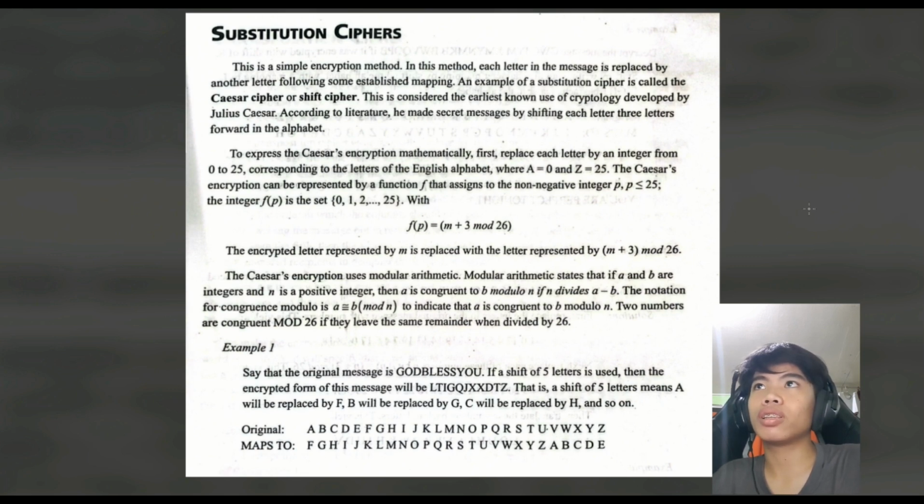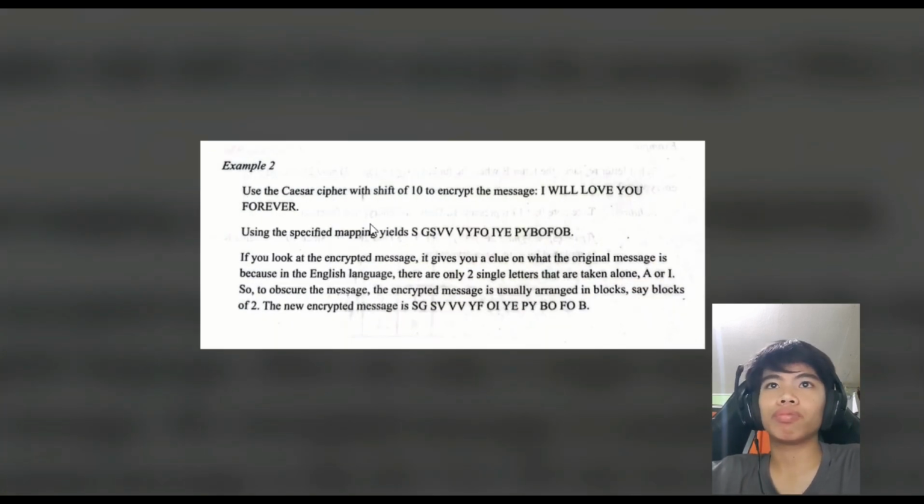Yung sa O naman, so O plus 5. So, O, P, Q, R, S, T. So, T yung kanyang kasunod. Ganyan yung ginagawang decoding dito sa Caesar or shift cipher. So, meron pang ibang example sa ito. Kita natin.